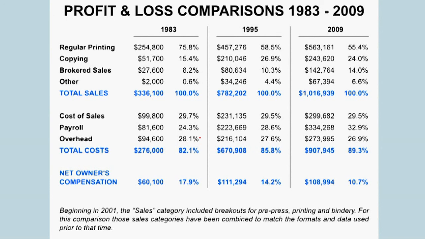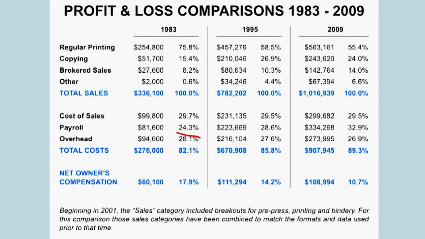First of all, notice that we had cost of sales in 1983 of 29.7%. Let's move to 1995. Cost of sales, 29.5%. Hardly a difference. Actually, it dropped a little bit. What happened in 2009? Cost of sales, 29.5%.